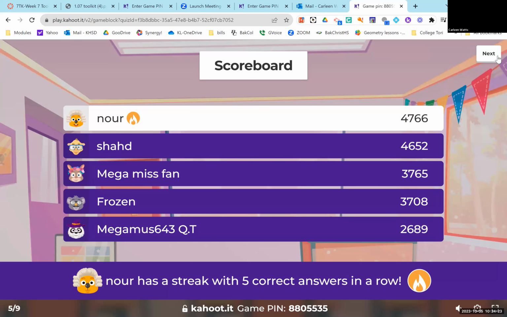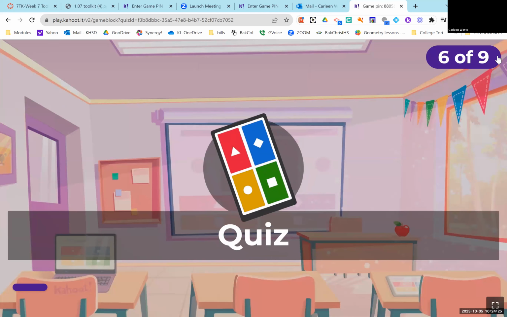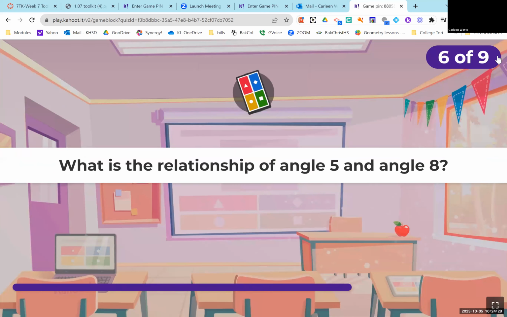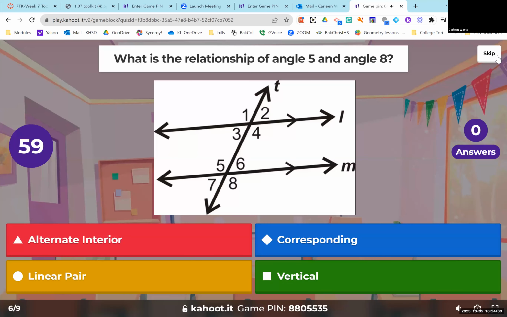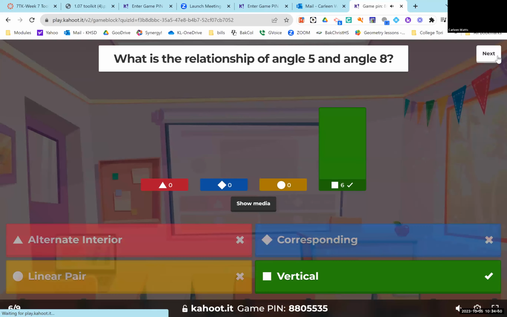Woo! 5 correct answers in a row. I know it's not perfect. 5 and 8. Okay, and then we're gonna solve some equations. 5 and 8. Answers are in. Ding, ding, ding. Vertical angles. You guys are great.